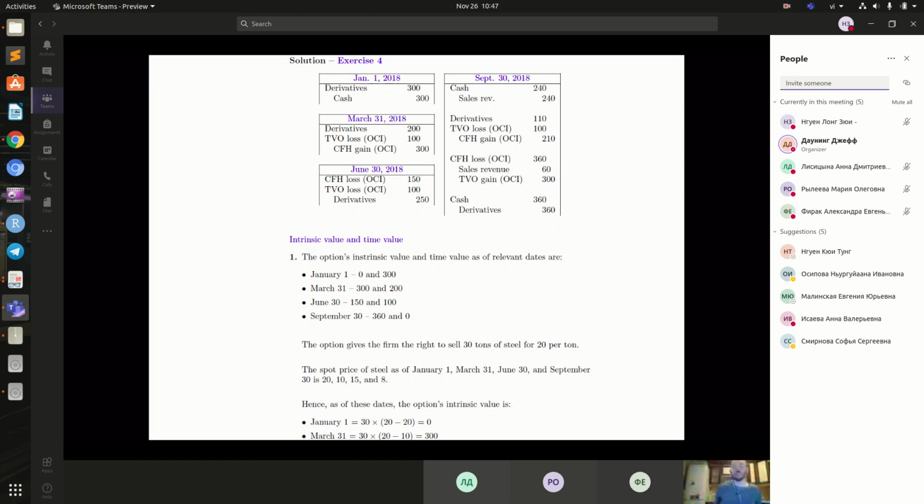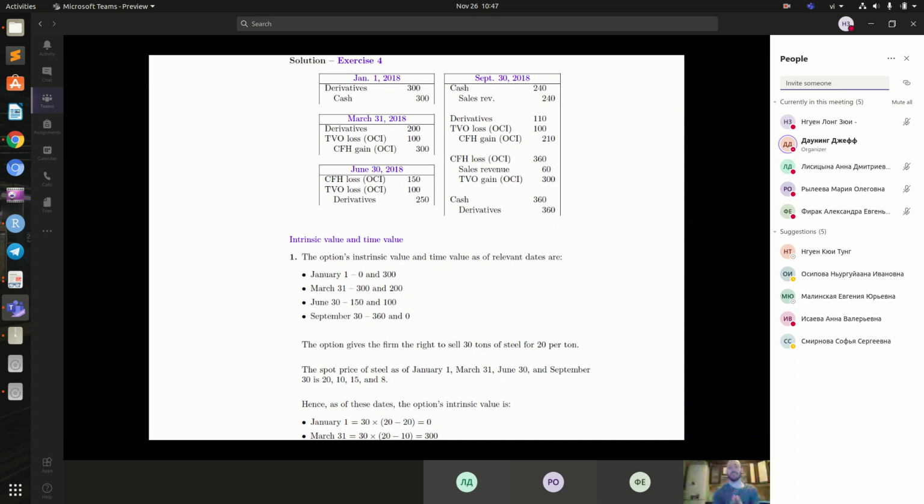The third journal entry is recycling for these gains and losses from OCI into P&L, assumed to be recognized within sales revenue. So for the CFH loss, in previous periods, we had total or cumulative gains on intrinsic value of 360. So this CFH gain, we had 300 on March 31st, a loss of 150 on June 30th, and a gain of 210 on September 30th. Hence, in total, net gains of 360.